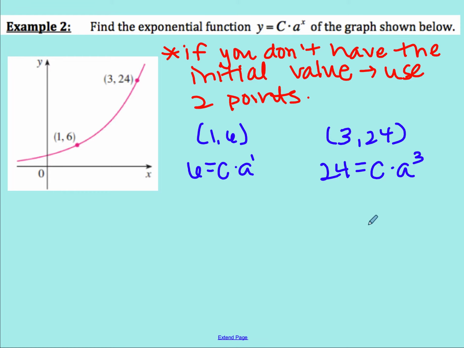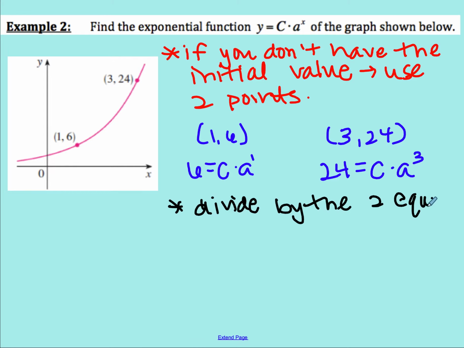Now what I need to do is take those 2 equations and divide the 2 functions. Okay, so here are my 2 equations. My recommendation, you guys, when you divide is to take the one that has the bigger exponent and put that in the numerator. So I'm going to rewrite it. I got 24 equals c times a to the third, and I'm going to divide it by 6 equals c times a to the first.